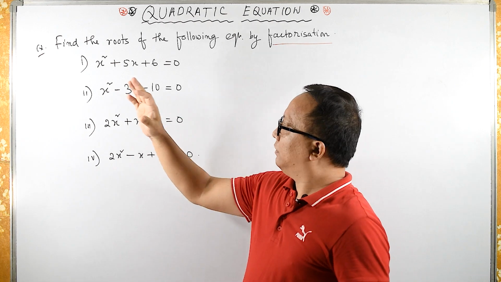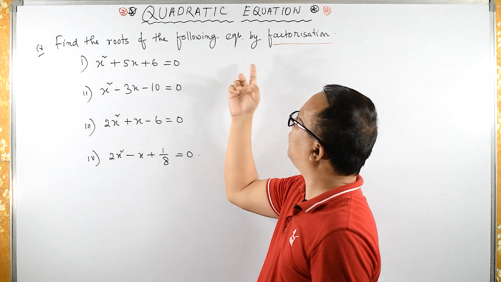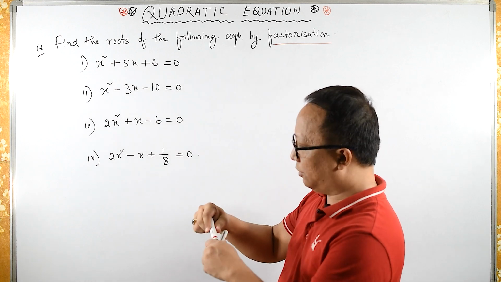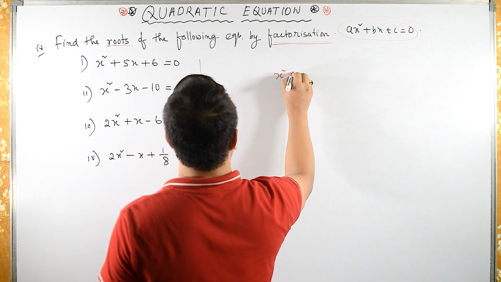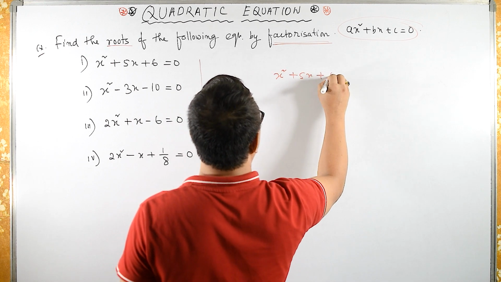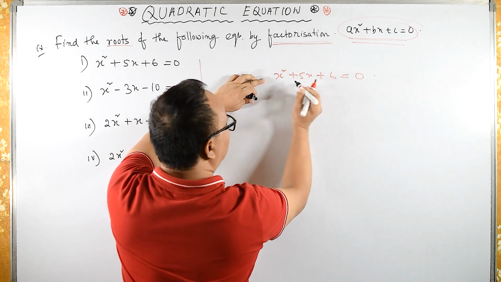Now, there are 4 questions. We need to find the roots of the following equations by factorization. Roots means its values. Here we have x square plus 5x plus 6 equals to 0. You have to multiply extreme left and extreme right.